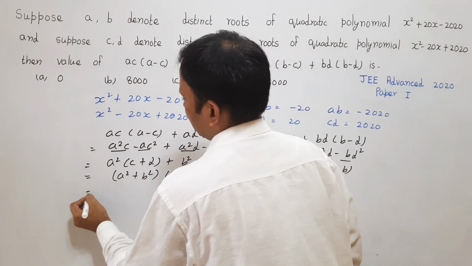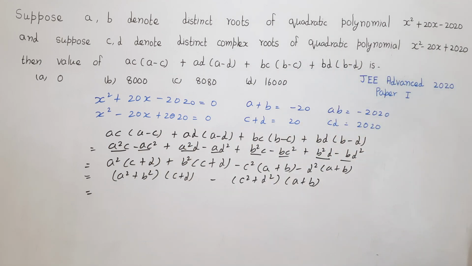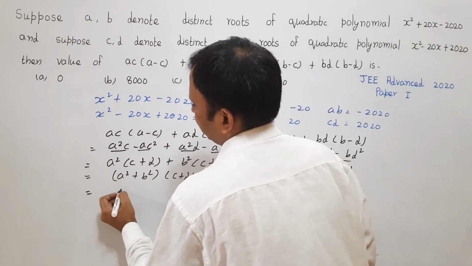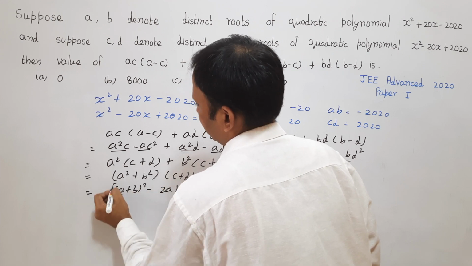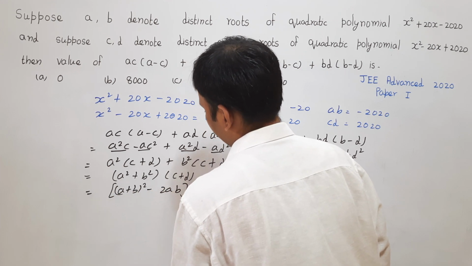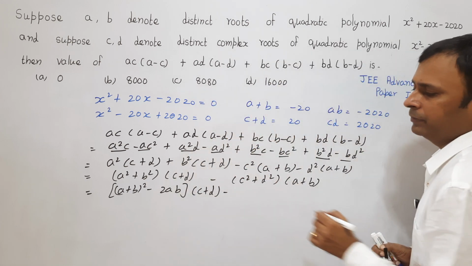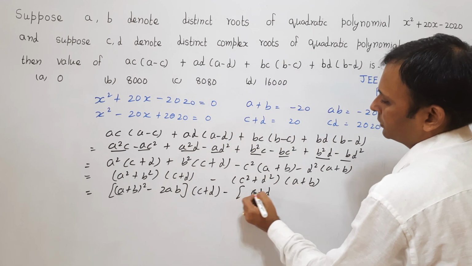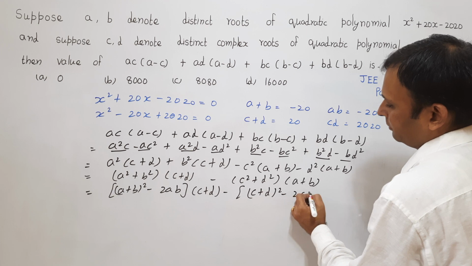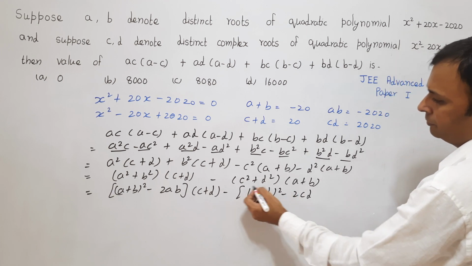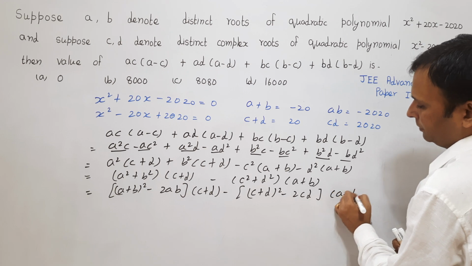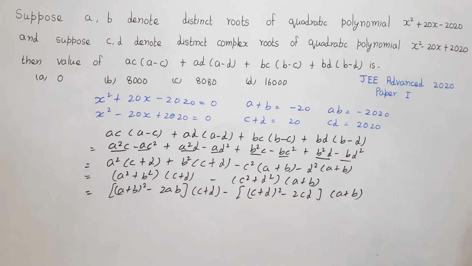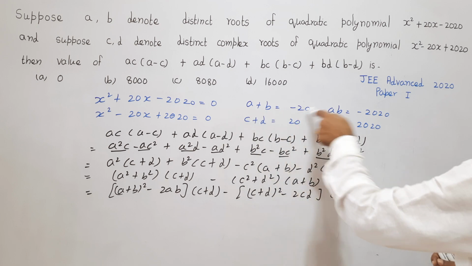Now here I just need to use the simple algebraic identity. A square plus B square will be A plus B whole square minus 2AB, multiplied by C plus D, minus C plus D whole square minus 2CD, and this is multiplied by A plus B.